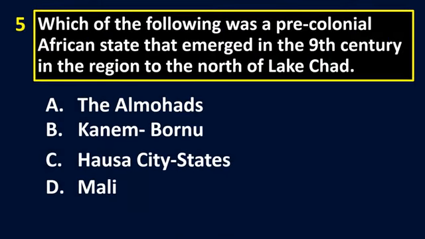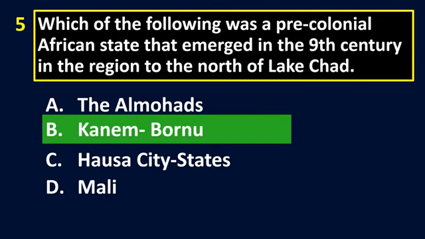5. Which of the following was a pre-colonial African state that emerged in the 9th century in the region to the north of Lake Chad? A. The Almohads, B. Kanem Bornu, C. Hausa city-states, D. Mali. The answer is B. Kanem Bornu.